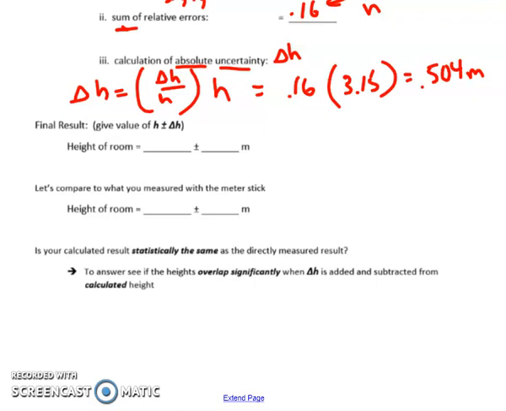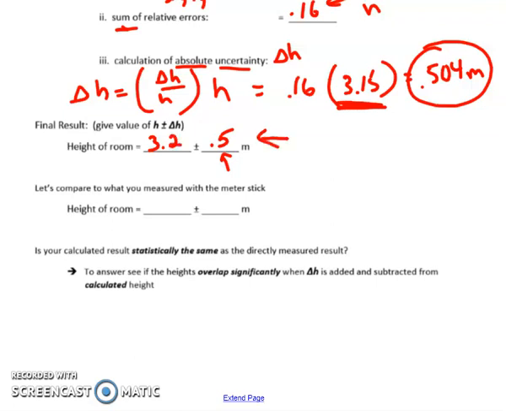Now I can write my final value. And here's where the rounding finally comes into play. I know it's going to get confusing. It's kind of going back and forth. The first rule is once I get this value, I must round to 1 sig fig. So 1 sig fig is 0.5. So this now tells me how to round my height. If this uncertainty, delta h, is to the nearest tenth, then I must round my height to the nearest tenth. So I can't leave this as 3.15. I'm going to round up to 3.2. And there's my final height.